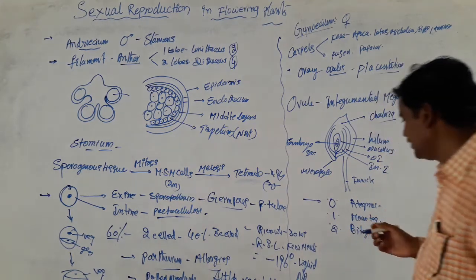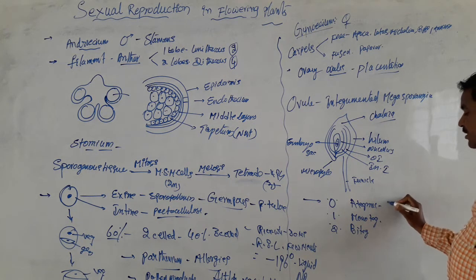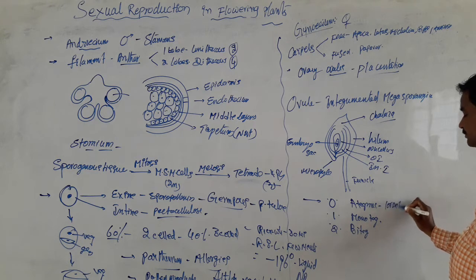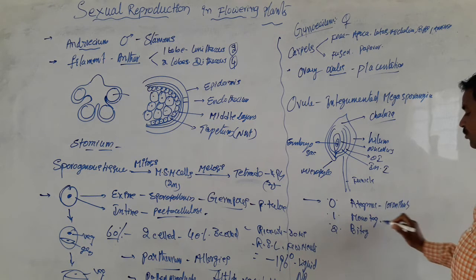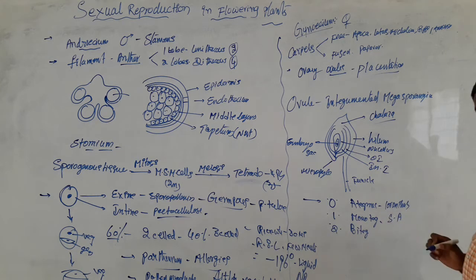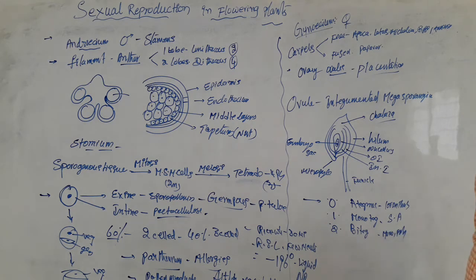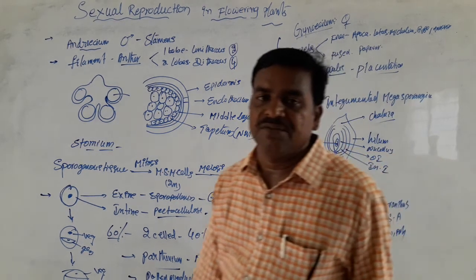Ategmic ovules have no integuments and no micropyle. Example: Loranthus. Unitegmic, only one integument: Solanaceae members and Asteraceae members. Bitegmic, two integuments: monocots and polypetalous members of dicots. That is the classification of ovules.